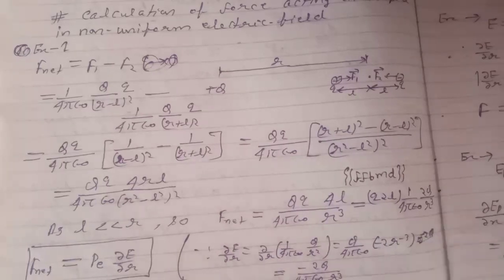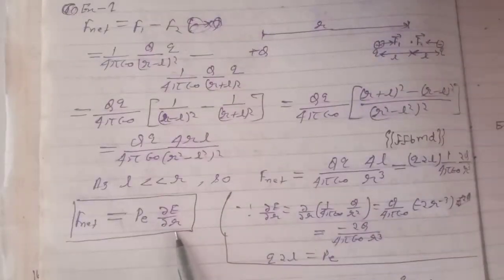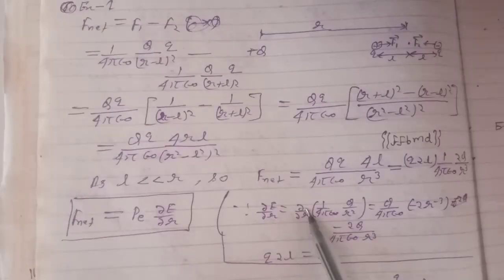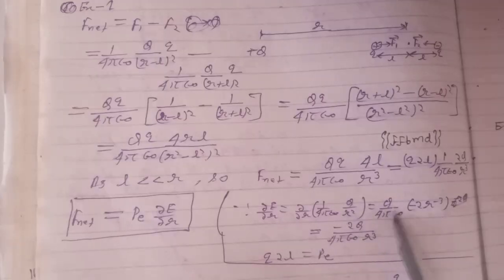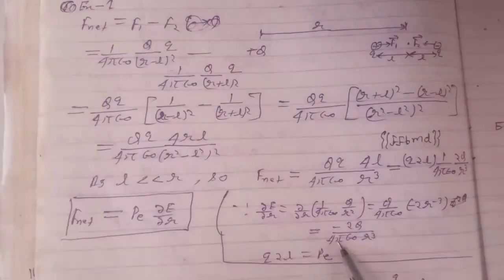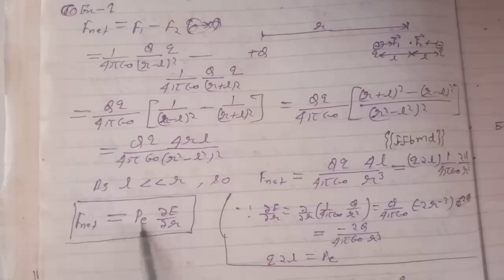So we can write F net equal to p into del E by del r, because if we calculate del E by del r, it is del E by del r equals Q by 4 pi epsilon naught into minus 2 r to the power minus 3, or minus 2Q by 4 pi epsilon naught r cube. This comes out of the differentiation, and q into 2l is p. So we can write directly the formula as F net equal to p into del E by del r.